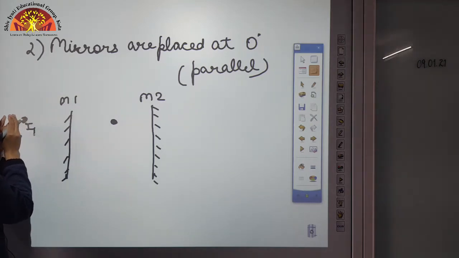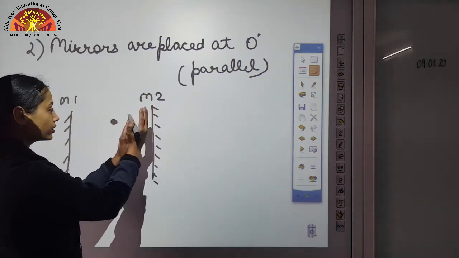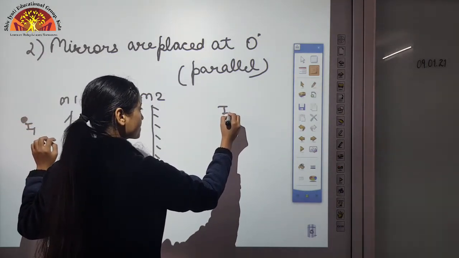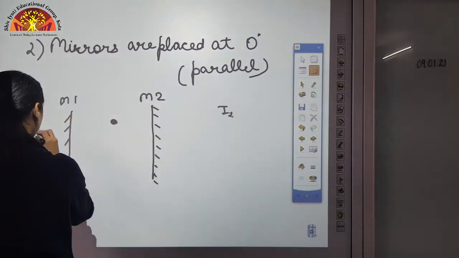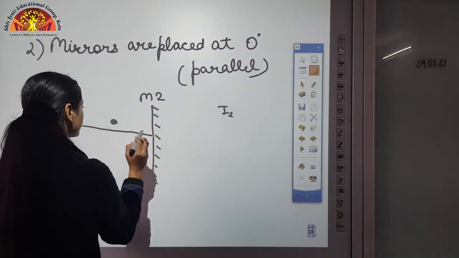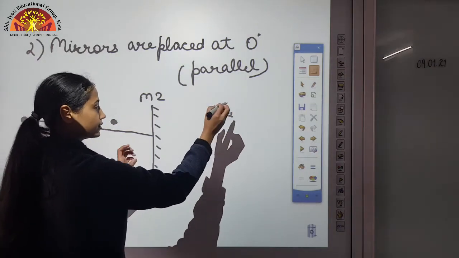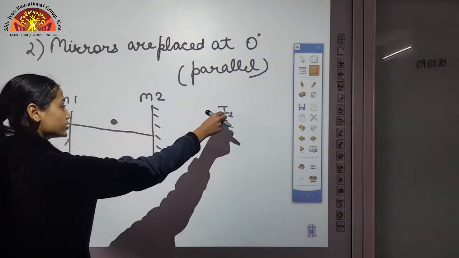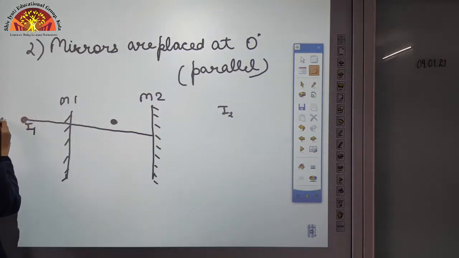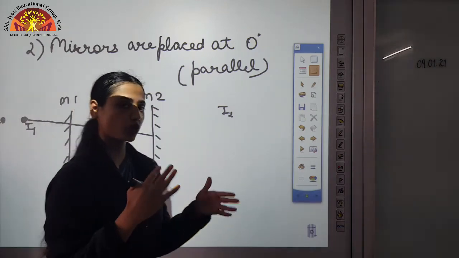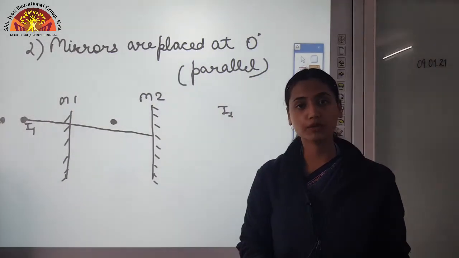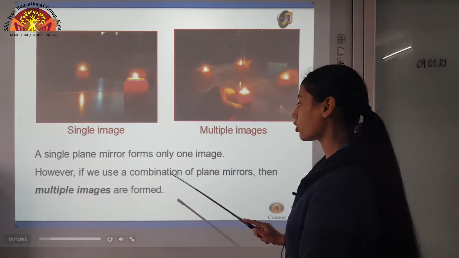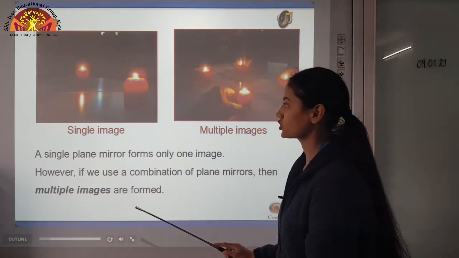Now this image will work as an object for this mirror, so the image of this is formed here. Again, this image will act as an object for this mirror, so the image of this is formed behind this image, and it keeps on going, so we get an infinite number of images. A single plane mirror forms only one image. However, if we use a combination of plane mirrors, then multiple images are formed.